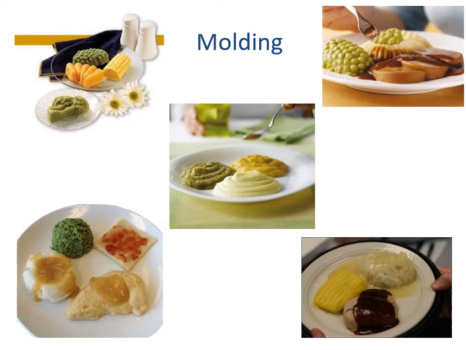That chicken's not actually a whole chicken breast. That's actually pureed chicken that's been pressed into a mold to look like a chicken breast. You can see the broccoli that's been pressed into a shape, etc., etc.